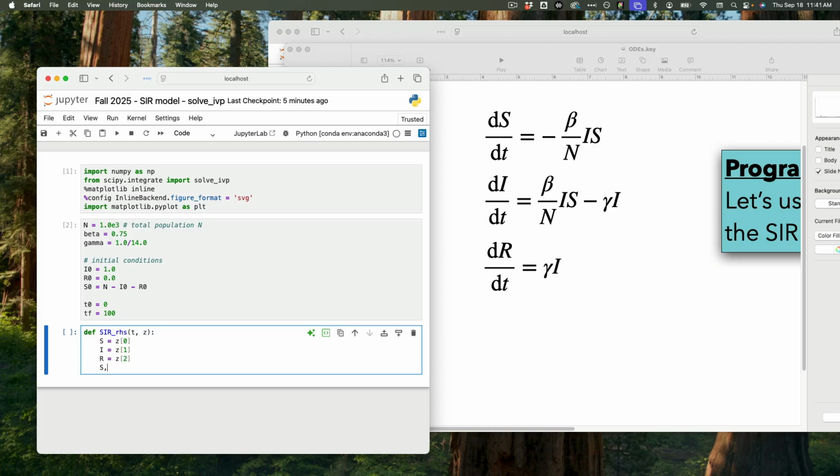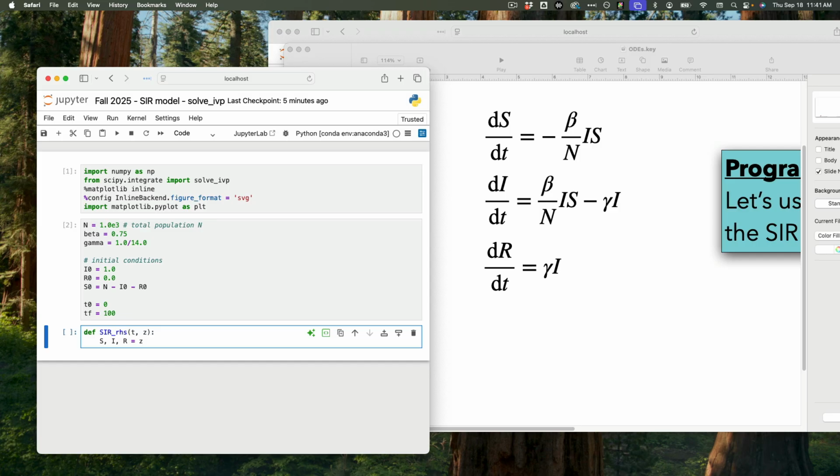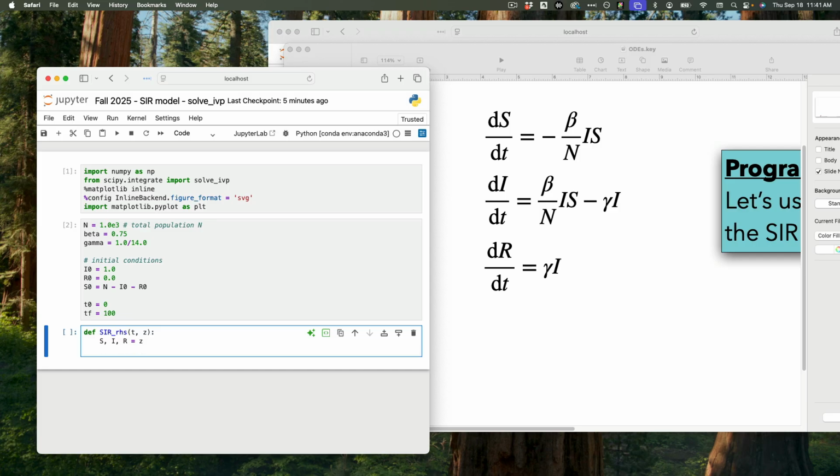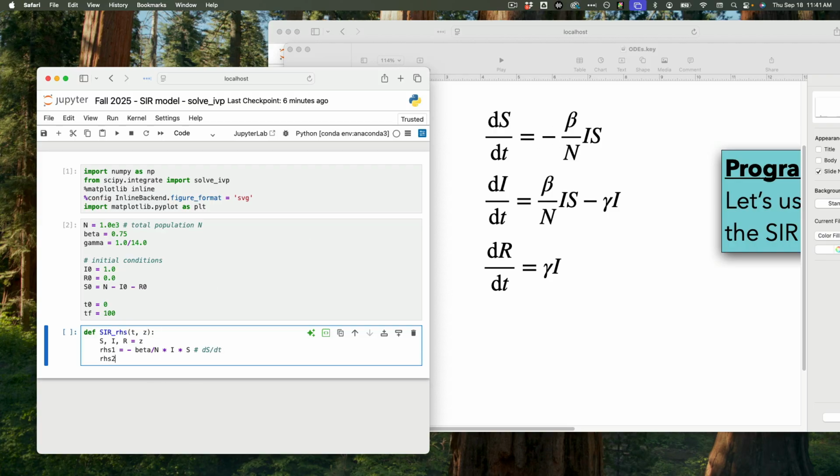Another way to do this is to do S, I, R equals Z. Okay, so both of these are valid. So now I have access to S, I, and R, and then simply I can say RHS1 is dS by dt. That's minus beta over n times I times S. Right? So that's dS by dt, so that's this guy, minus beta over n times I times S.